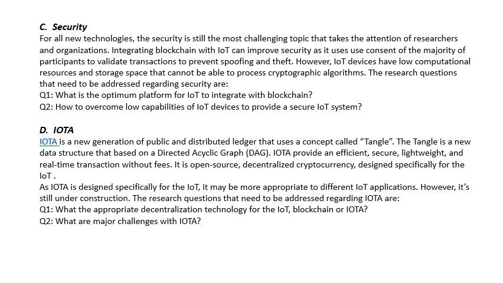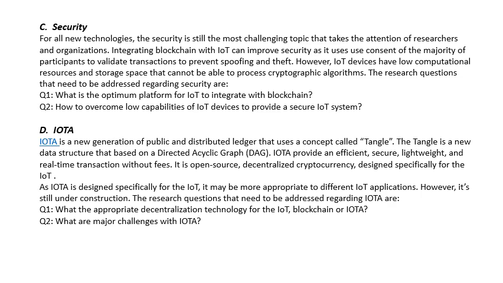IOTA. IOTA is a new generation of public and distributed ledger that uses a concept called the Tangle. The Tangle is a new data structure based on a directed acyclic graph, DAG. IOTA provides efficient, secure, lightweight and real-time transactions without fees. It is an open source, decentralized cryptocurrency designed specifically for the IoT. As it is designed specifically for the IoT, it may be more appropriate for different IoT applications. However, it is still under construction.